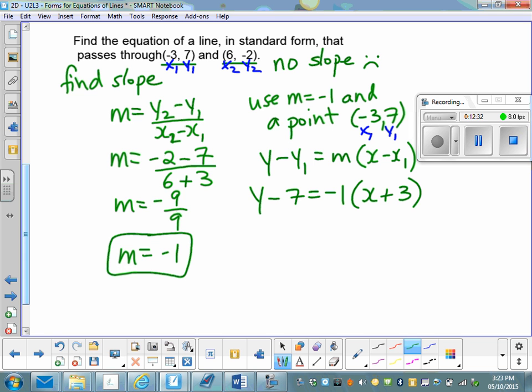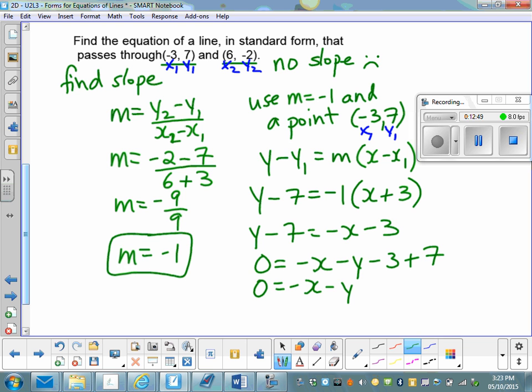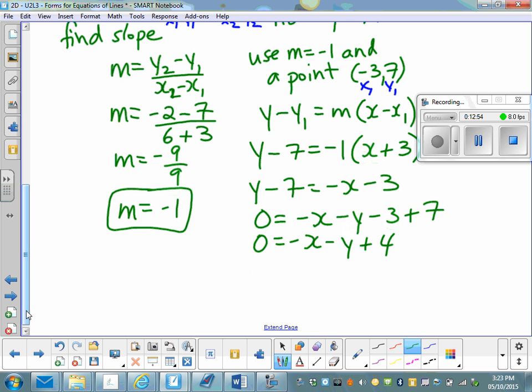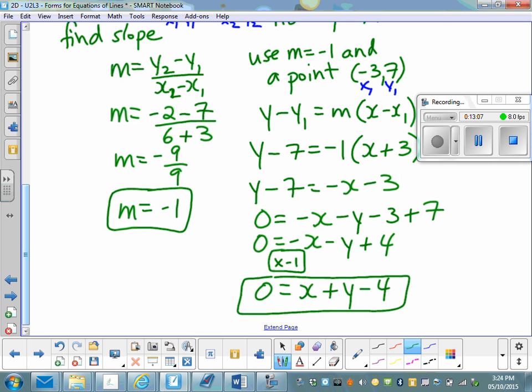Watch your sign on the 3 there. That's going to be negative x minus 3. I can bring everything over to that side. And you can see we've got that issue where the number in front of the x is negative. So if I multiply everything by negative 1, then I'm going to get 0 equals, and the sign changes of each term, so I end up with x plus y minus 4 equals 0.